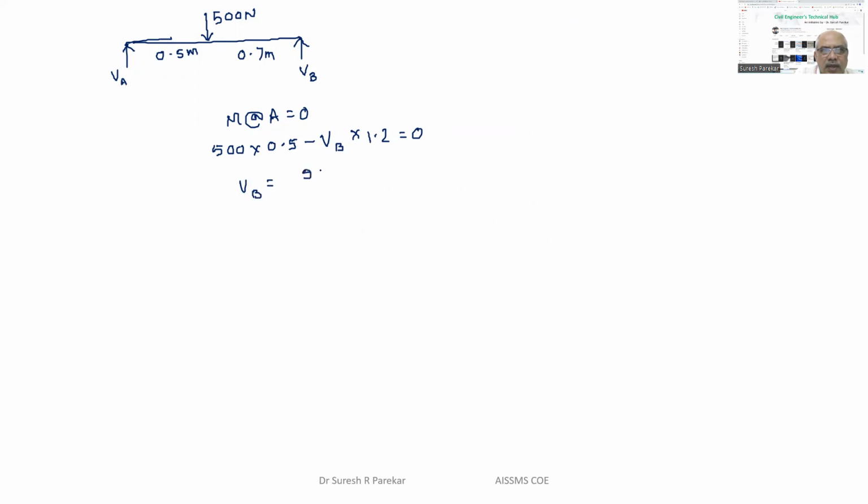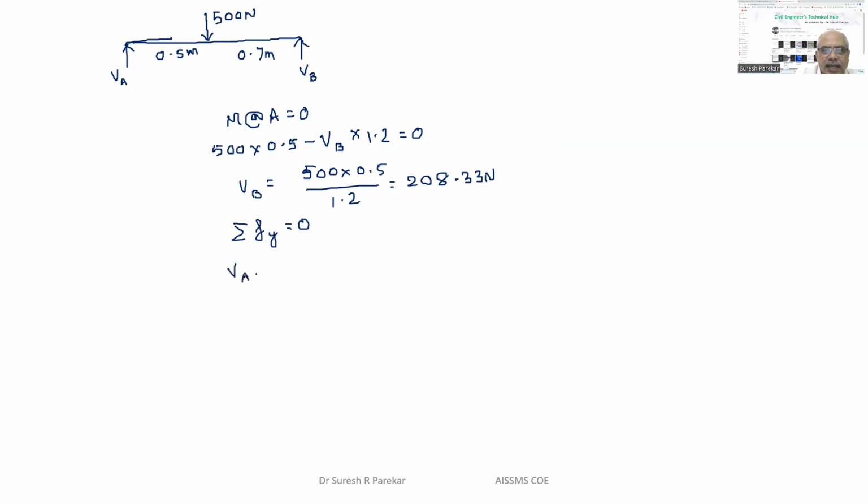And from this we will get the value of VB, that is VB equal to 500 into 0.5 divided by 1.2, and we have this value equal to 208.33 newtons. Now we can apply another equation to find the value of VA. We can apply summation Fy equal to 0, or you can take moment about B equal to 0. You will get the same answer.